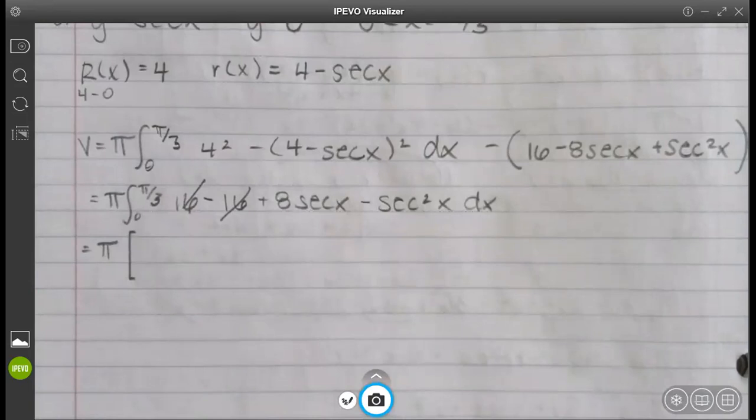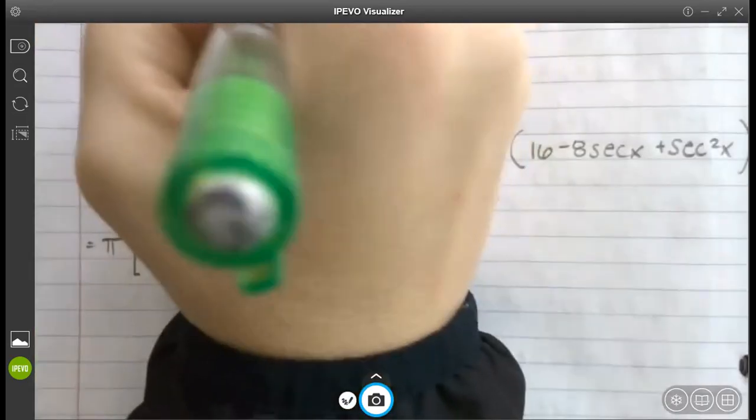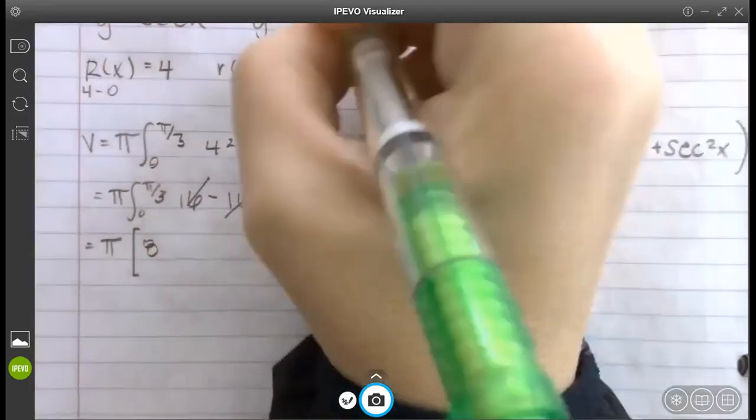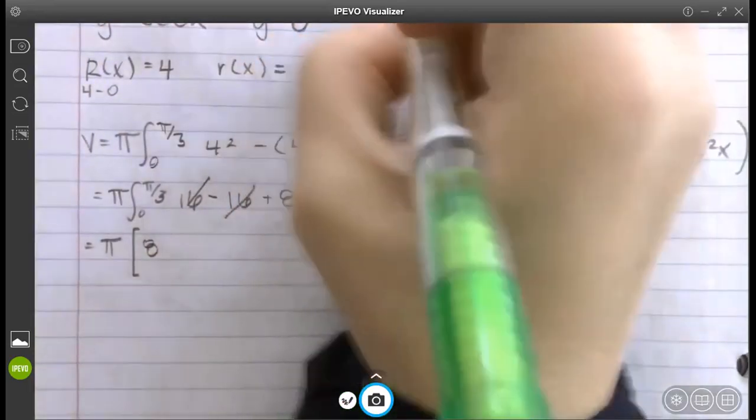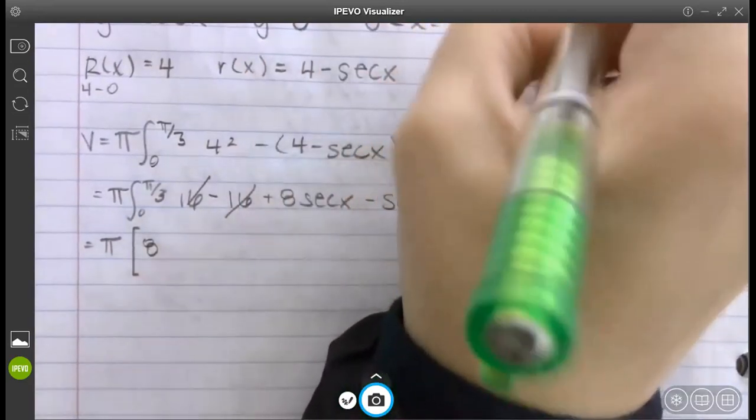ln absolute value, secant plus tangent, right? Okay. So we have 8. Guys, this is a formula. So the integration of secant u is ln secant u plus tan u. That's in the front of your book.